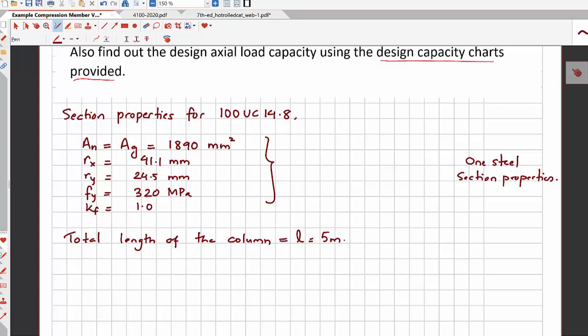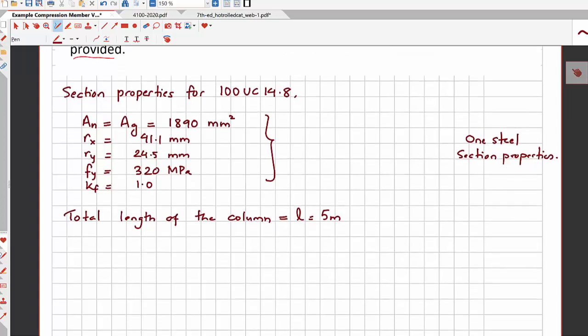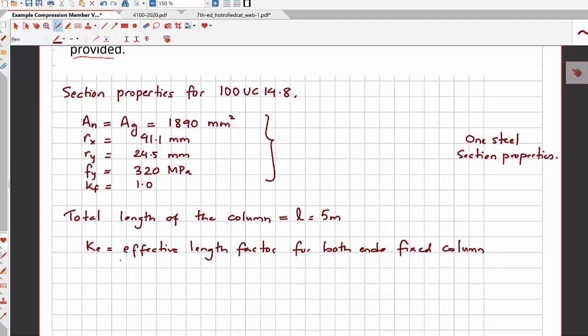So the total length of the column is 5 meter, and that's also known. Now we need to find the effective length factor to find the effective length of the column, and it depends on the end conditions of the column. So the effective length factor, that is KE, for both end fixed column, can be obtained from the AS4100 code.